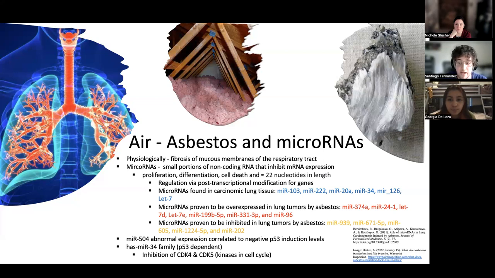Consequently, many mRNAs linked to cyclin-dependent kinases, for example, CDK4 and CDK6, which are kinases that we covered in class, responsible for regulating stages of the cell cycle, have been found to be either overexpressed or inhibited, depending on the concentration of inhaled asbestos microfibers in individuals.